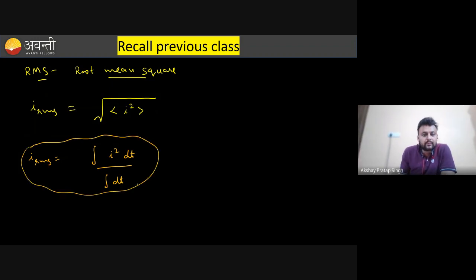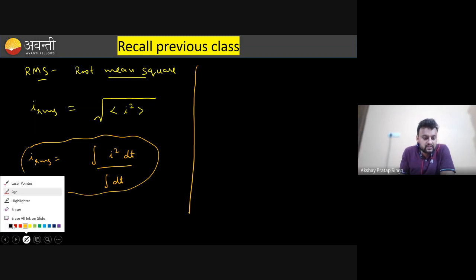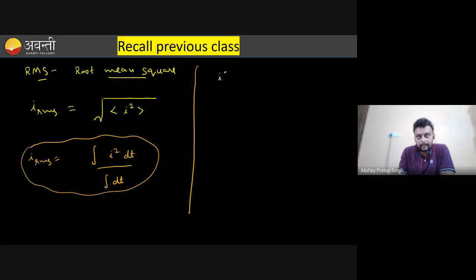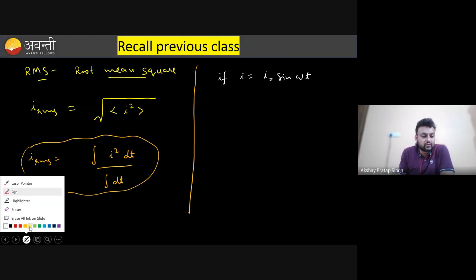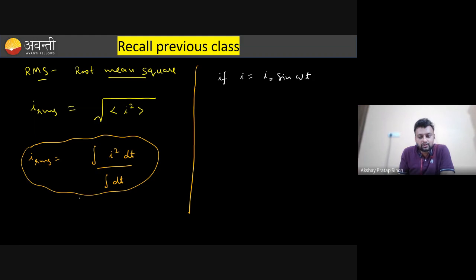I hope you can remember. If I ask what is the RMS value for current, such as if current is given as I naught sine omega t, then what will be the RMS value? Anyone remembers? I RMS is equal to I naught by root 2. This is another basic formula.